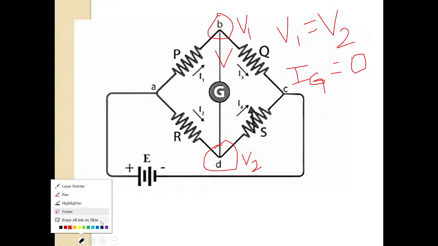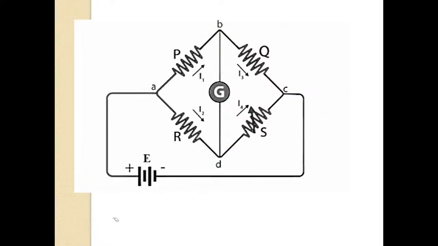So this Wheatstone bridge works on the principle of null deflection. Null deflection means zero deflection. If the ratio of the resistances in this bridge circuit are equal, then there will not be any deflection in the galvanometer. It will be zero.